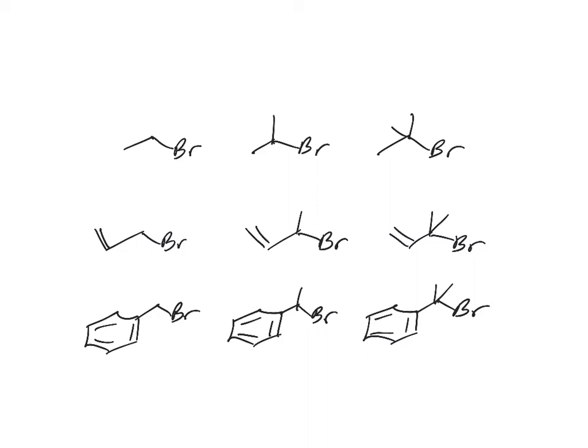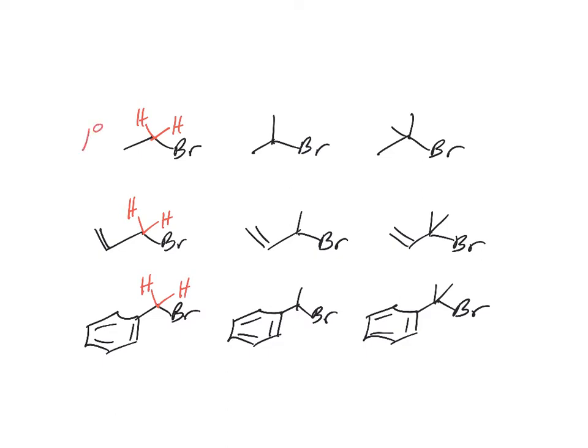Where does that come from? That comes from looking at the leaving group and the carbon it's attached to and how many hydrogens it's bonded to. So this first row, they're all primary. The carbon the leaving group is bonded to has 2 hydrogens. So these are all primary. Now, they're a little different.